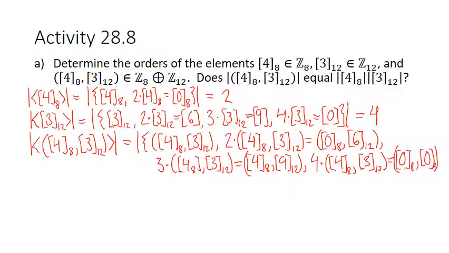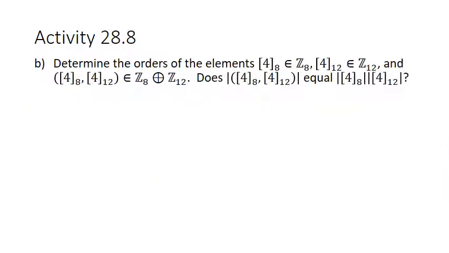That's mod 12. Okay, and then I'm doing the order of that. So this is 4 different elements. Okay, so the order was not 2 times 4, it was actually 4. All right, interesting. Okay, let us try another one. So determine the orders of the elements 4 in Z8 and 4 in Z12. So we already found out that 4 in Z8 is 2.